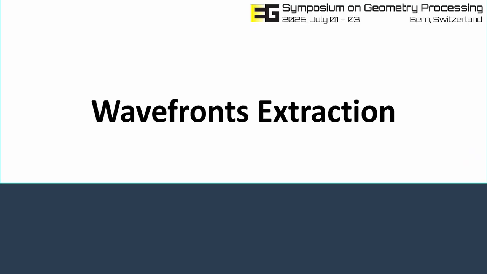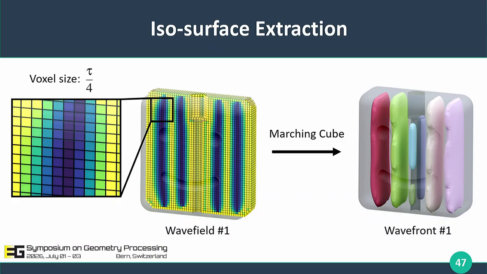Now that we have dealt with the wave field generation, the next step will be to extract the wavefronts. However, each voxel stores a cosine wave, and for isosurface extraction methods such as marching cubes, each voxel should have a single scalar value that is then trilinearly interpolated. We obtain this by simply evaluating for each voxel its wave at the voxel center. Note that as our voxel size is really fine, of tau over 4, it is sufficient to avoid aliasing artifacts that could be caused by this trilinear interpolation.